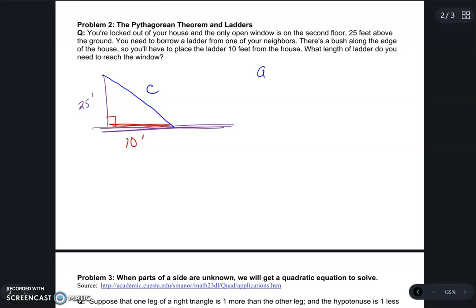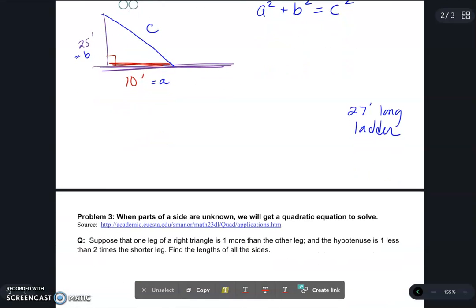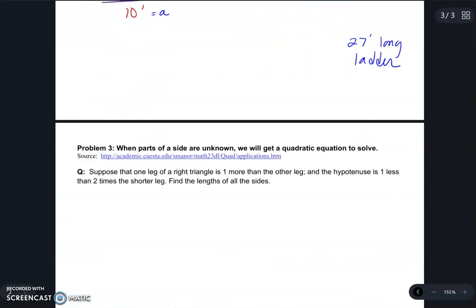So again, you're going to use your Pythagorean theorem, a squared plus b squared equals c squared, and you're going to pop the values in. We can call this one a and this one b. It doesn't really matter, but put those values in. I just want to set you up with the diagram. The answer on that one should be a 27 foot long ladder. Again, you should be showing all the steps for credit, especially when I give you the answer.